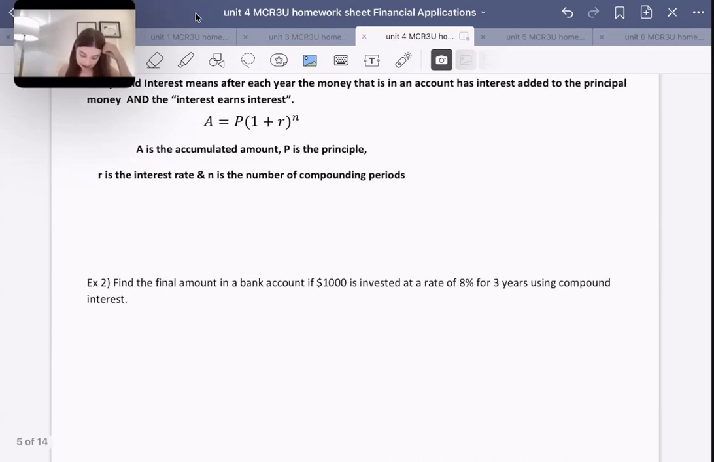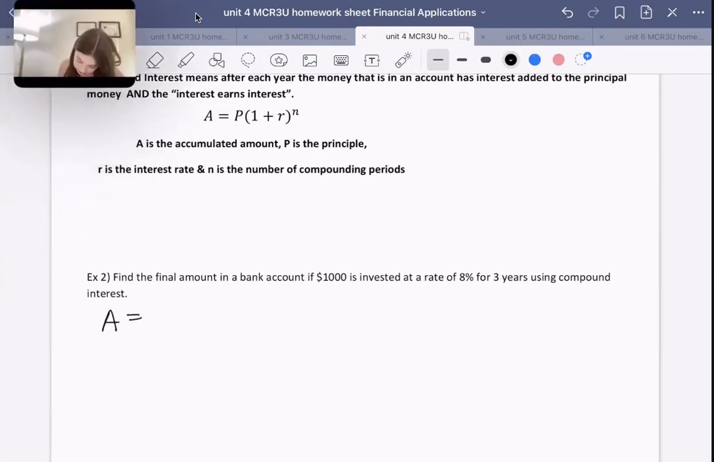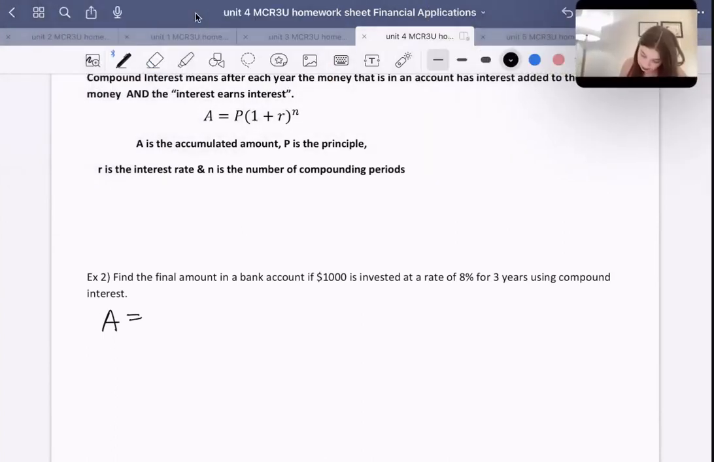It says, find the final amount in a bank account if $1,000 is invested at a rate of 8% for 3 years using compound interest. So let's do that. A is the accumulated amount, so that's what we're seeking to figure out. So A is equal to P, which is the principal, so that's $1,000 for our principal. It's invested at a rate of 8%. So that means that R is equal to 0.08.